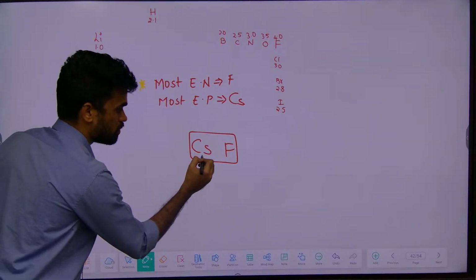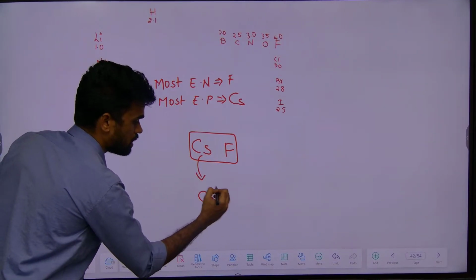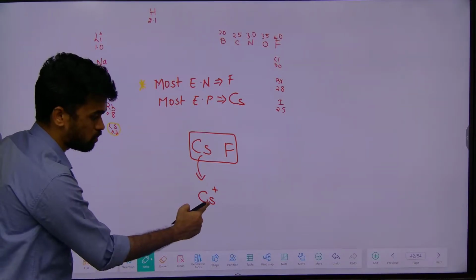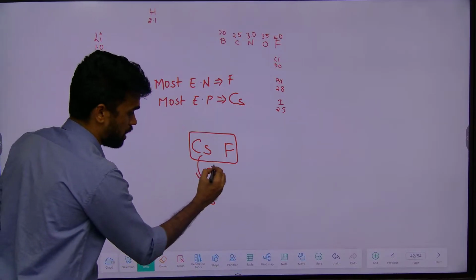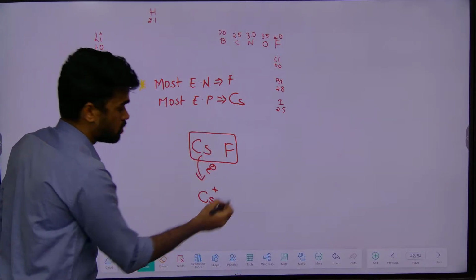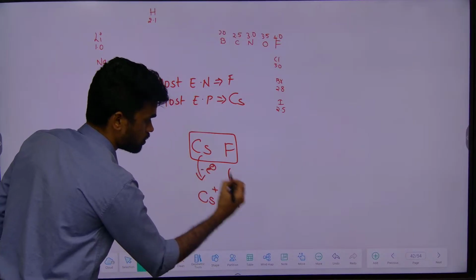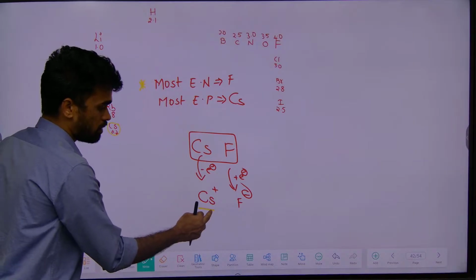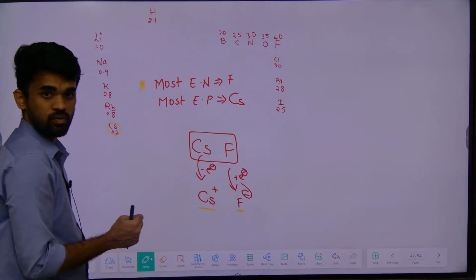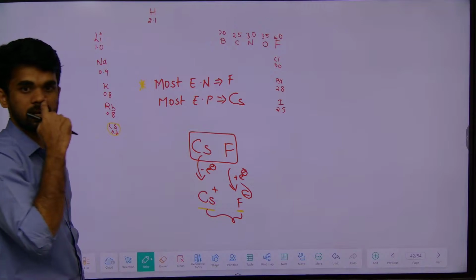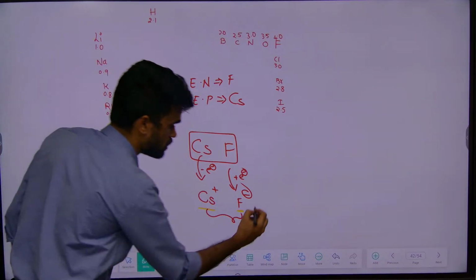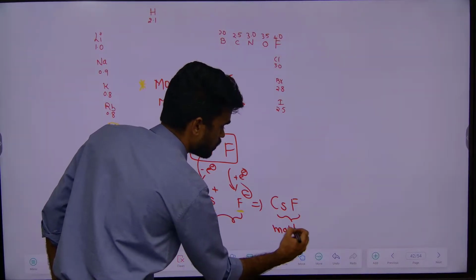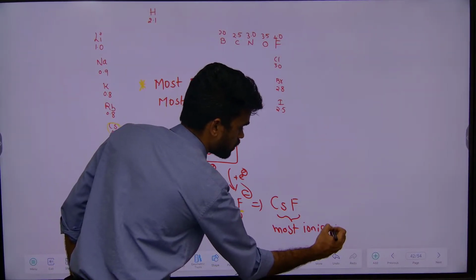Since we say electropositive, how does cesium change? It forms the cationic form. Which group element? First group element, one valence electron will be removed and it becomes a cation. Who takes that removed electron? This fluorine. So it becomes F minus. The bond formed between cesium and fluorine is most ionic in nature. So we get cesium fluoride, which has the most ionic character.